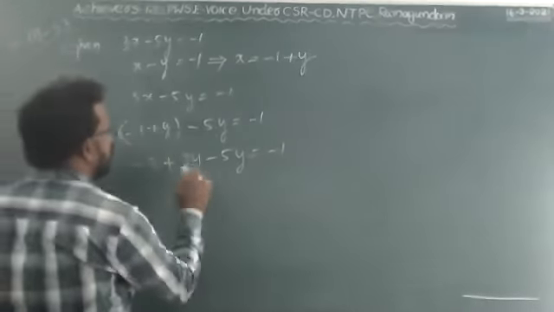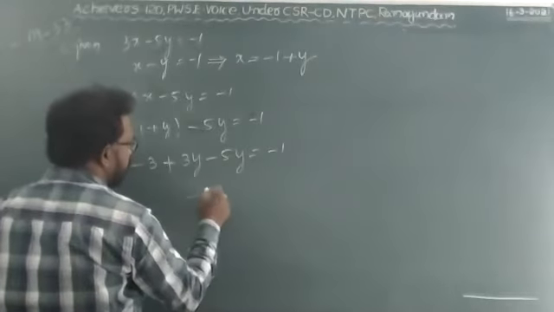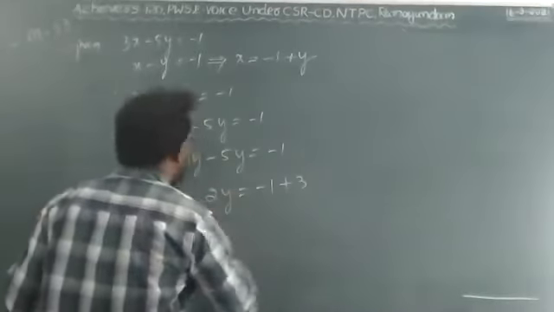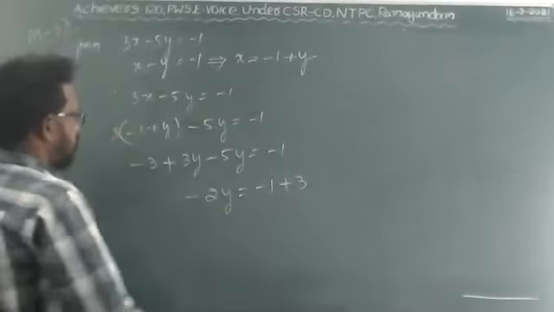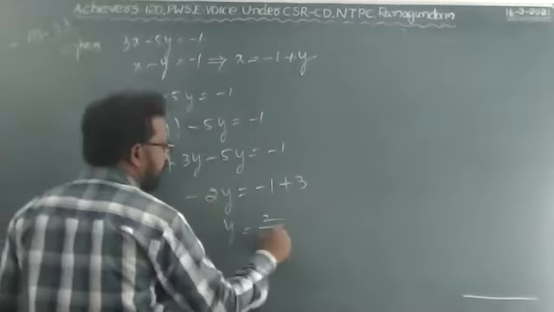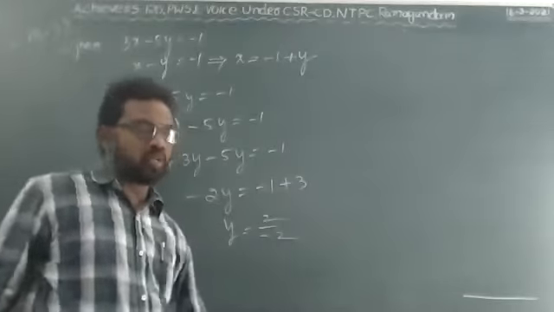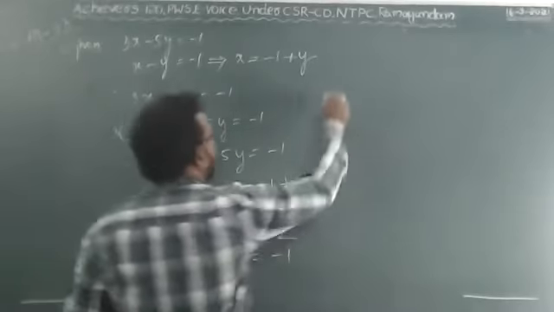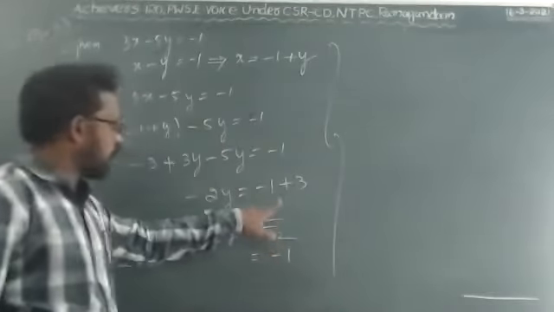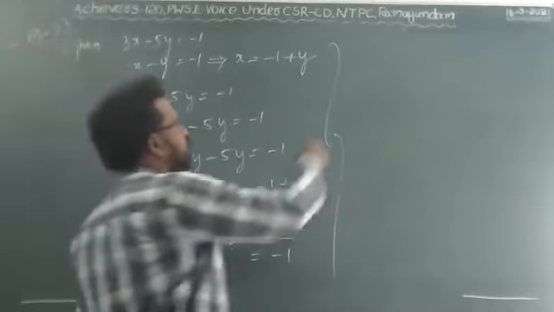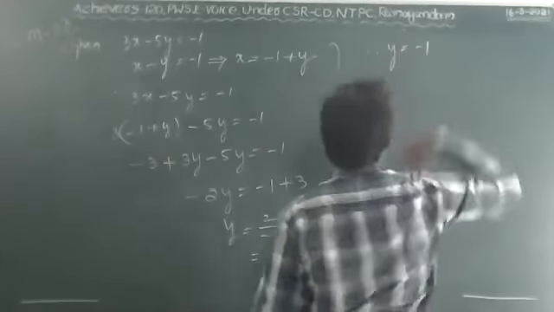Now see here. 3y minus 5y is minus 2y. So minus 3 sent to this side becomes plus 3. So minus 2y equals 3 minus 1, which is 2. This minus 2 sent to the right side becomes division by minus 2. So what do you get here? 2 ones are 2, and minus is there, so you get minus 1. Therefore y is equal to minus 1.